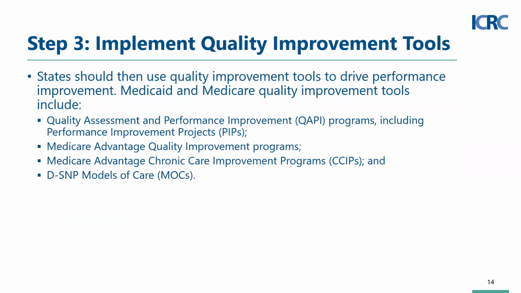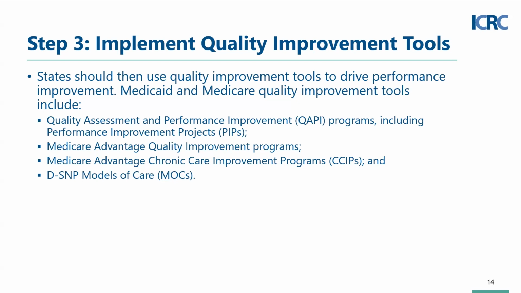This next step in the quality improvement life cycle is implementing quality improvement tools. There are a number of Medicaid and Medicare quality improvement tools available for states to use when working to drive performance improvement. The first example highlighted on this slide is Quality Assessment and Performance Improvement, or QAPI programs. QAPI programs include performance measures, performance targets, and performance improvement projects, also known as PIPs, that aim to improve the quality of care delivered to Medicaid enrollees.